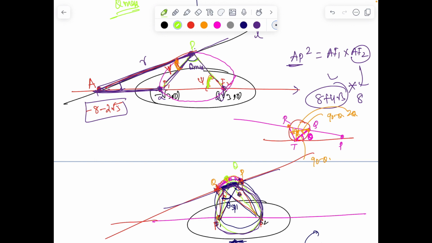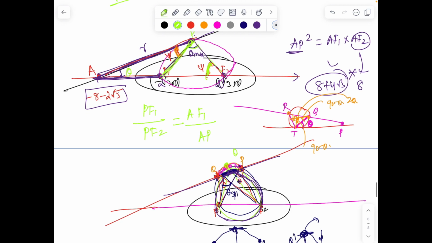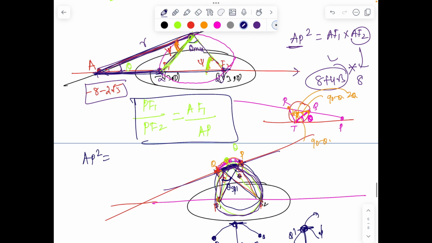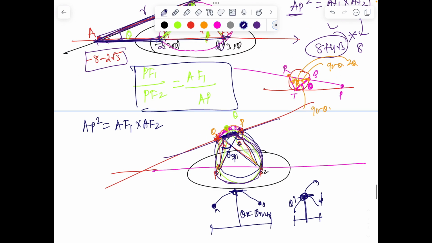Now when they are similar, angle A is common between both of them. So PF1 divided by PF2 equals, opposite to psi, AF1 divided by AP. Now how to calculate AP? We know AP square, by the power of a point theorem, PA into PB is PT square on a circle. AP square is going to be AF1 into AF2.